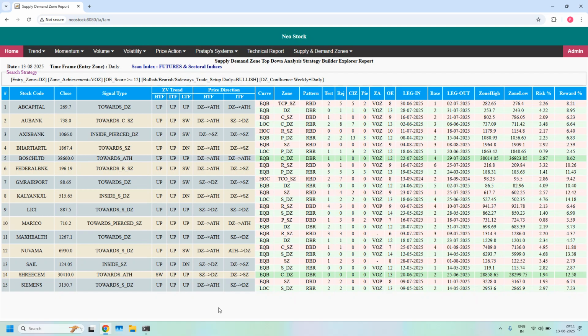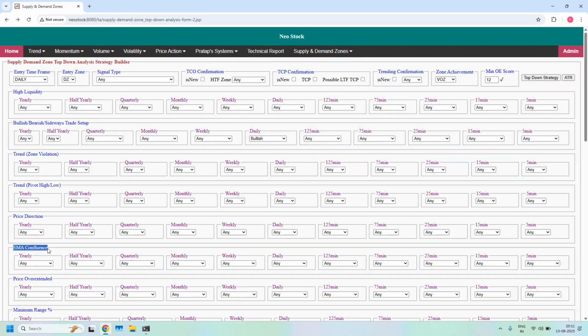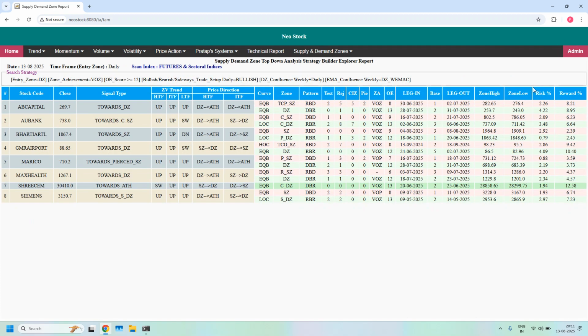So that we can further filter this list based on weekly demand zone having weekly EMA confluence. So that the overlapped daily demand zone inside those weekly demand zones might be having more high probability to get success. So let's filter based on EMA confluence on weekly time frame. Because daily is overlapped with weekly. So we are checking weekly demand zone having weekly EMA confluence. Because weekly trend is uptrend in all the stocks. Now the list has come down to 8 stocks. These 8 daily demand zones might be having more high probability to get success.